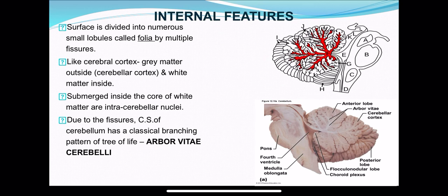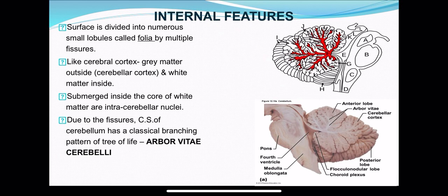Like the cerebral cortex, you have grey matter on the outside known as cerebellar cortex and white matter inside. Submerged inside the core of the white matter are intracerebellar nuclei, otherwise known as deep cerebellar nuclei. Due to the fissures, a cross-section of cerebellum has a classical branching pattern of tree of life known as arbor vitae cerebelli. Arbor means tree, vitae means life. So the branching pattern of the tree of life in the cerebellum is known as arbor vitae cerebelli.